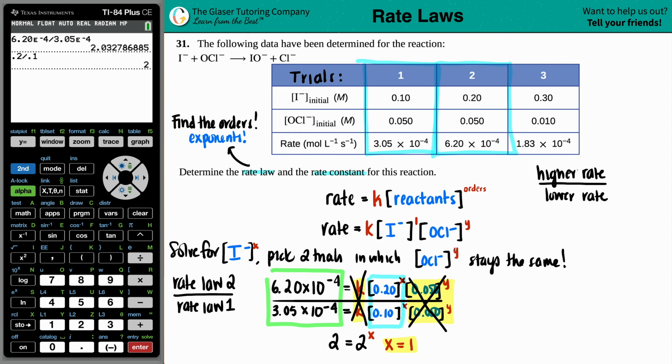Now we have to do the same thing for the other trial. So what I'm going to do is swap these guys, right? If we want to solve for the OCl, we need to pick 2 trials in which the I minus stays the same. So maybe I'll erase these and we'll treat it brand new. I'm going to use my same rationale. If I want to solve for the y, the order for OCl minus, I need to pick 2 trials in which I minus stays the same. But, oh no, they didn't give us that.